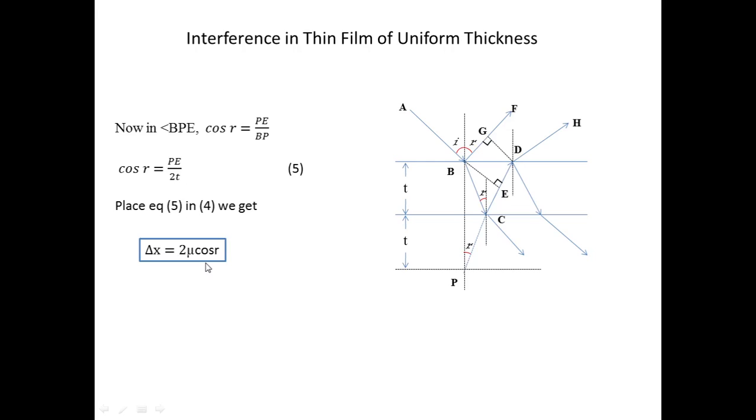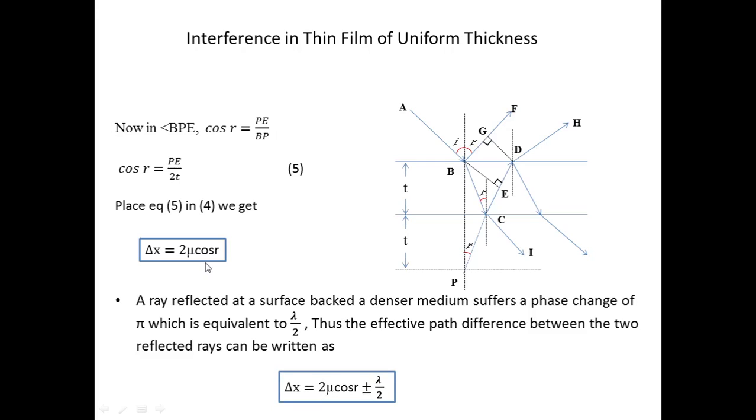Now it is observed that a phase change of pi is introduced when the reflection takes place at the surface of a denser medium. Therefore, in this case the reflected light also introduces a phase change of pi, and this phase change of pi is equivalent to the path difference lambda by 2. Therefore, the effective path difference can be written as delta x equal to 2 mu t cos r plus or minus lambda by 2.